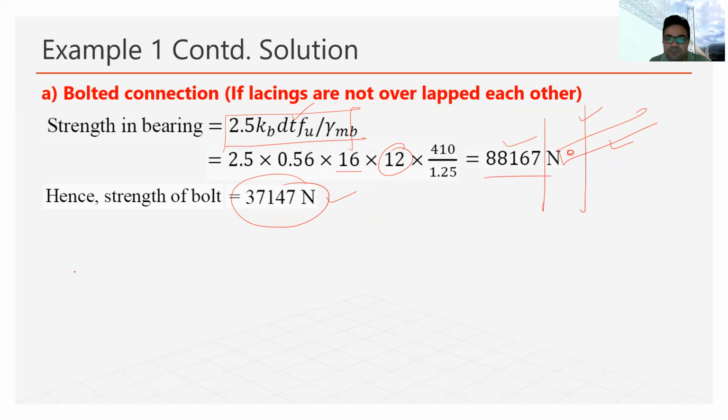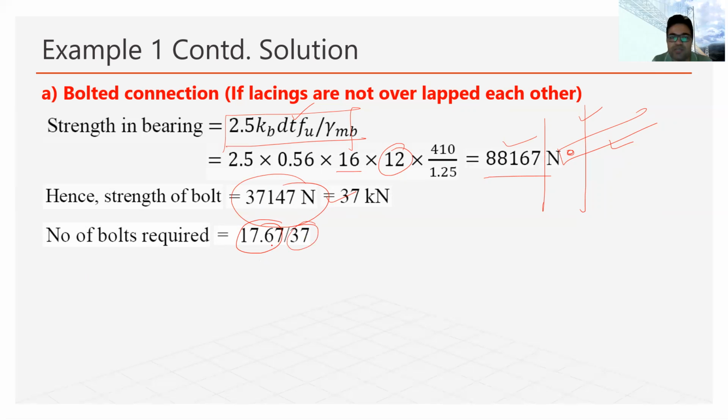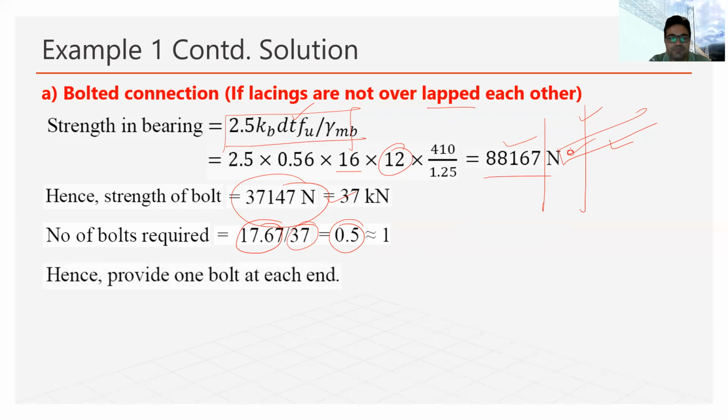Now we can find out the number of bolts. Number of bolts will be the force in the lacing bar, which is 17.67, divided by the strength of bolt, which is the bolt value. So the number of bolts required will be 0.5. So we are rounding off this value to 1. At each end we are going to provide one bolt to connect the lacing bar. So that is the connection design for the bolted connection in this case. Similarly, we will see the other case in the next part.